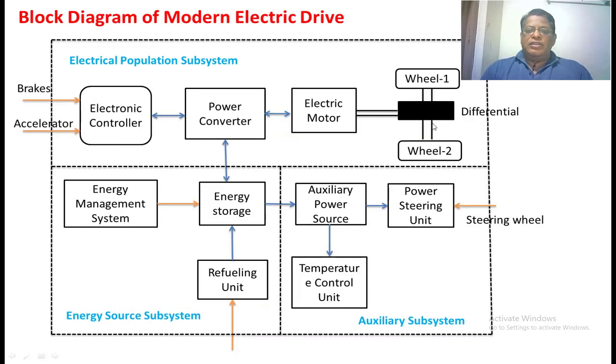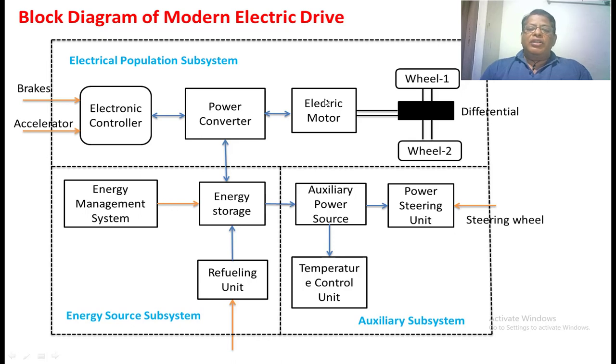This is wheel 1, this is wheel 2, this is the differential. The electric motor is connected to the differential through the shaft. This black line is nothing but a mechanical connection. This color of arrow represents the electrical connection. All these are the electrical connections. This color of arrow represents the communication system connection.